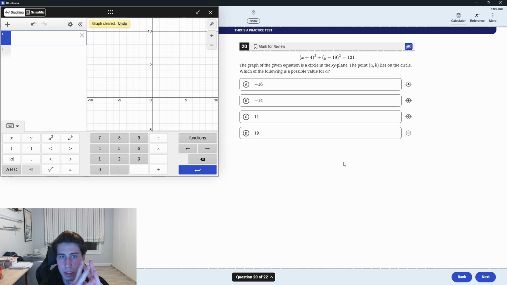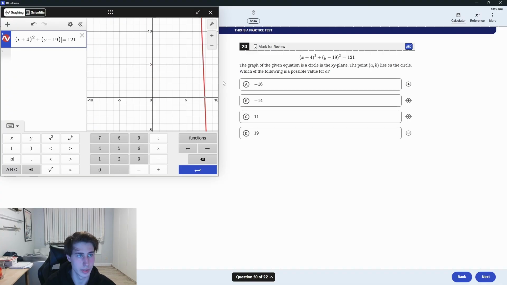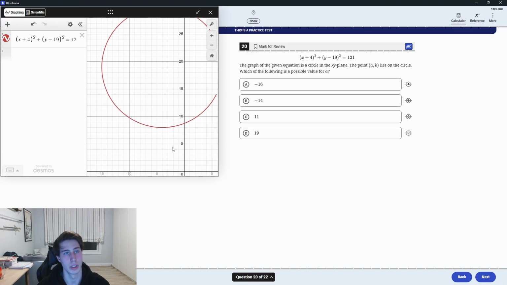Alright, number 20. The graph of a given equation is a circle in the xy plane. The point (a, b) lies in the circle. Which of the following is a possible value for a? Okay, so let's graph this. (x + 4) squared plus (y - 19) squared is equal to 121. Oh, sorry, squared. And we get a big circle.